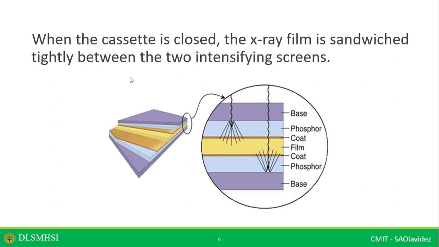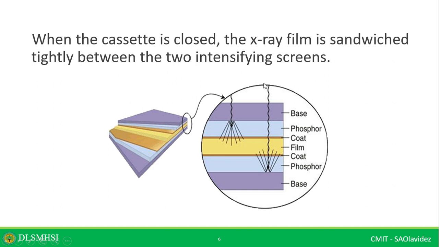In response, the phosphor crystal will emit light isotropically and will expose our X-ray film here. The same is true, there are also X-ray photons that will pass through the first intensifying screen without any effect and will be absorbed by the X-ray film itself.